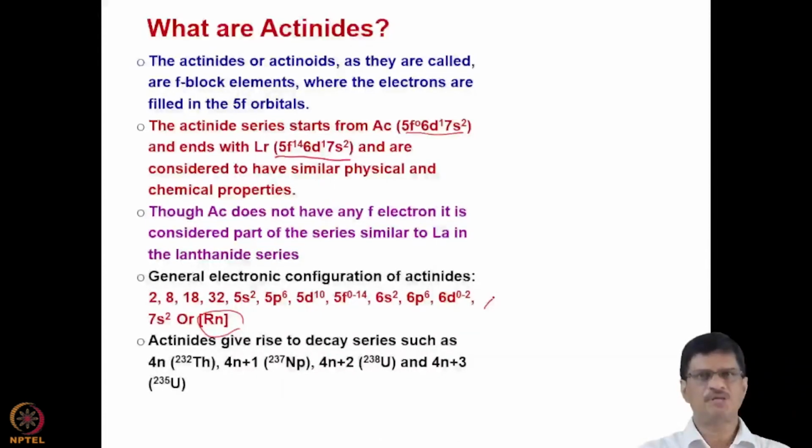Actinides give rise to decay series such as the 4n, which is the thorium-232 series, 4n plus 1, that is the neptunium-237 series, 4n plus 2, the uranium-238 series, and 4n plus 3, that is the uranium-235 series, which I am sure you have already studied in school.